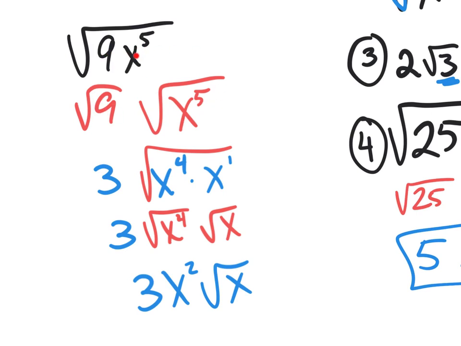If there's 3, like 9xyz, put it on the 9, put it on the x, put it on the y, put it on the z. That way you look at it in parts as opposed to the whole thing.